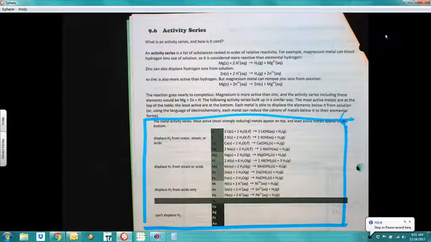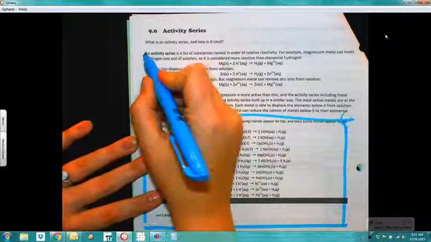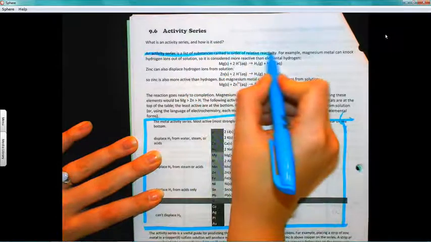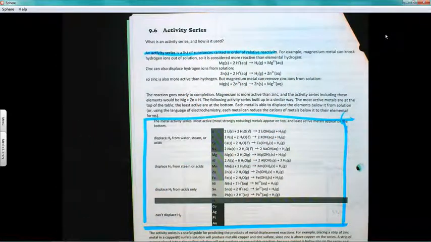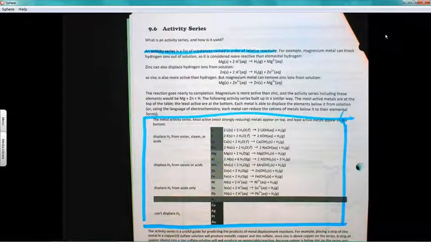Okay, so for 9.6 activity series, the main things you need to know are that an activity series is a list of substances ranked in order of their relative reactivity to one another. So, for example, magnesium can knock hydrogen ions out of solution, so it's therefore considered more reactive than elemental hydrogen, etc. In this table here, it shows you a list of reactivities of the different metals.